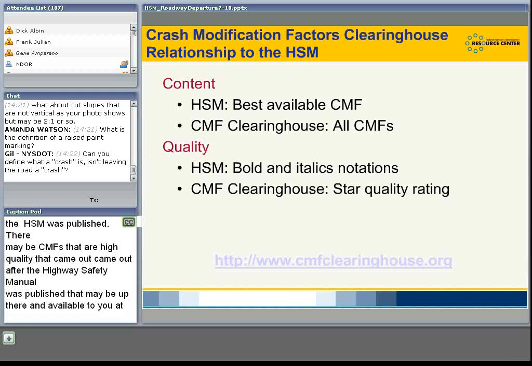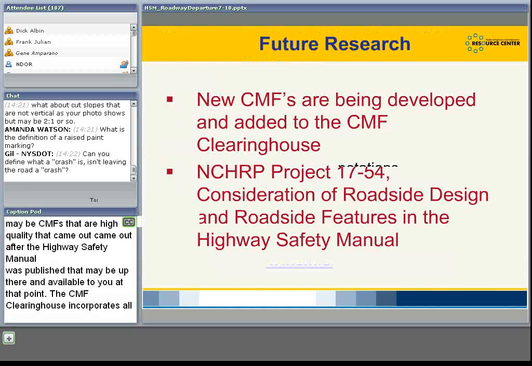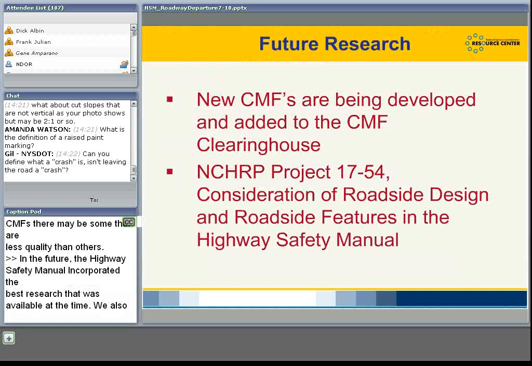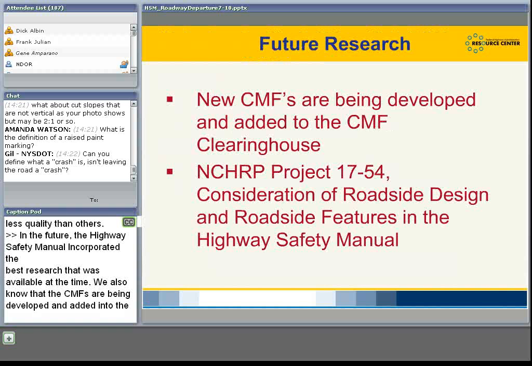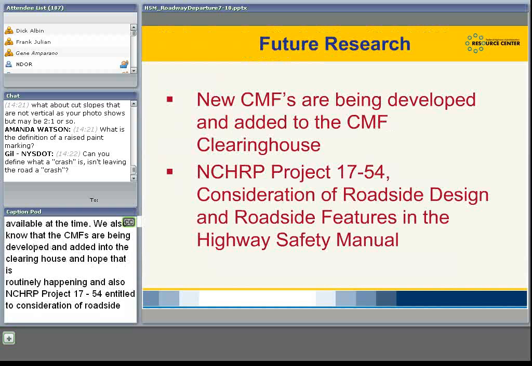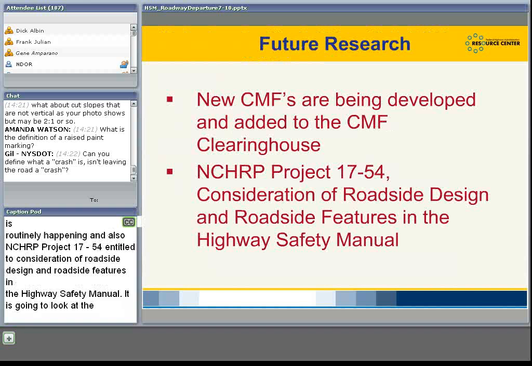When you look at the clearinghouse, the HSM is considered to be the best available CMFs that were available at the time that the HSM was published. There might be some very high quality CMFs that come out right after the Highway Safety Manual is published. Those will be out there and available to you at that point. But the CMF clearinghouse incorporates all CMFs, so there might be some that are lower quality than others.